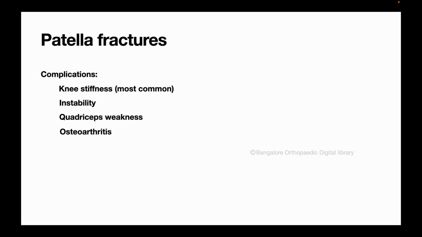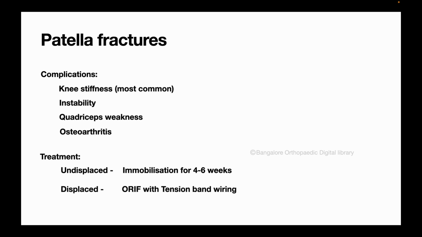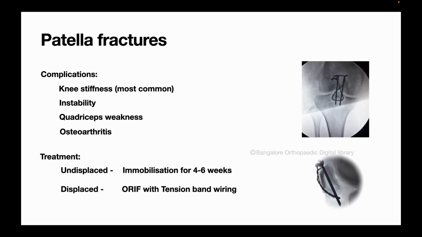Most common complication of an untreated patellar fracture is knee stiffness. Instability, quadriceps weakness, and osteoarthritis are other complications. An undisplaced patellar fracture can simply be immobilized in a long leg brace or a cast for about 4 to 6 weeks and start knee rehabilitation. A displaced fracture is treated with a tension band wiring, which is based on the principle of generating compression at the fracture site when the muscles contract.